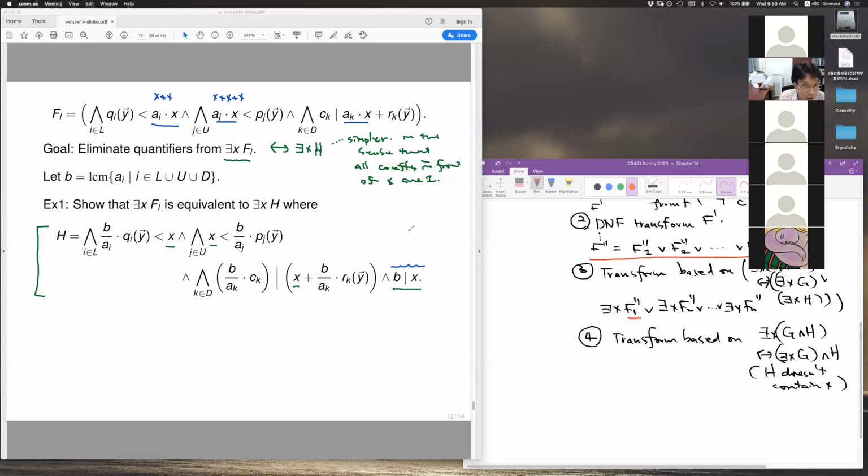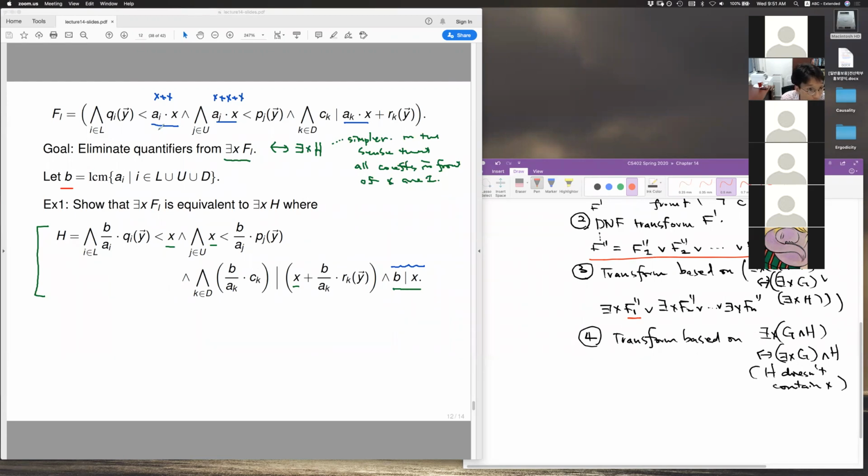Now, the key part of this transformation is this quantity B. This B is a least common multiple. In Korean, it's called 최소 공배수. So it's a least common multiple, and this B is the least common multiple of all the coefficients of X appearing in FL.